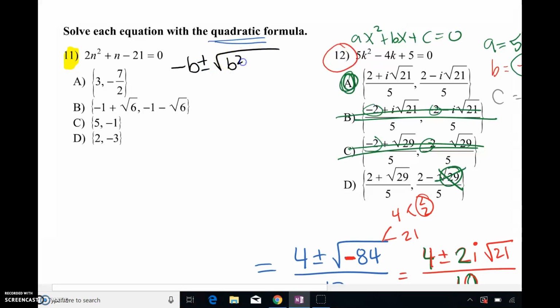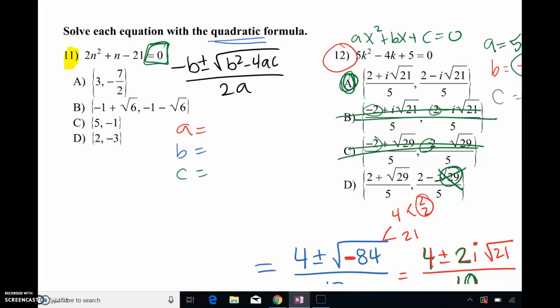Good. Negative b plus or minus the square root of b squared minus 4ac all over 2a. In order to use that, what do I got to do? Good. Find out what a, b, and c are. In order to find what a, b, and c are, I've got to make sure that I'm set equal to 0. Am I set equal to 0? Yes. So I can go ahead and identify my a, b, and c.